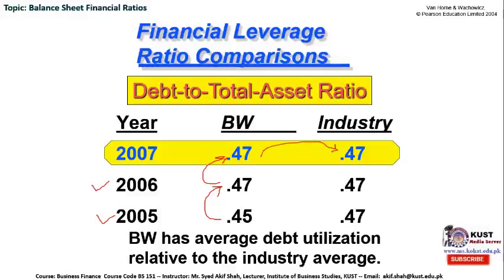We have realized that Basket Wonder is performing on debt to total asset exactly as the industry mean average value is. It means that the debt to total asset ratio of Basket Wonder, which is 47% in 2007, is exactly the same as the industry mean average. Therefore, we can conclude that Basket Wonder is performing exceptionally well on the debt to total asset ratio, which exactly matches the industry benchmark.